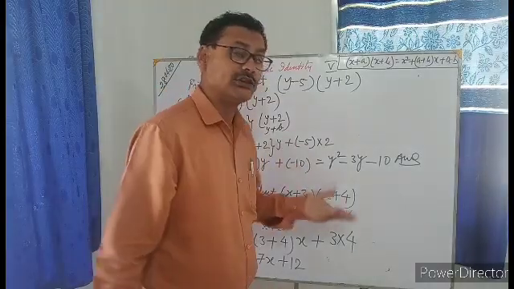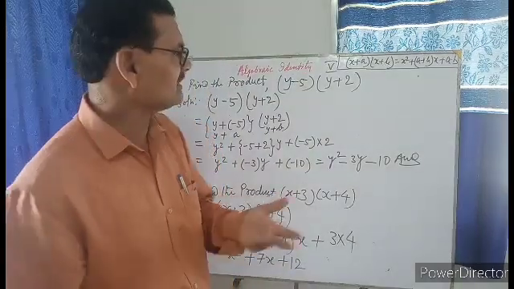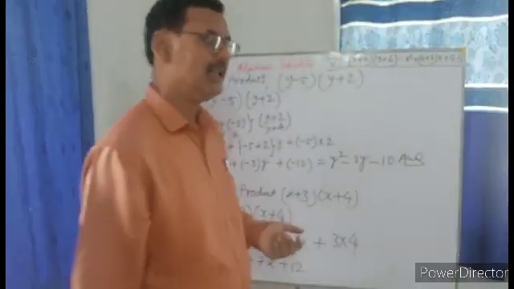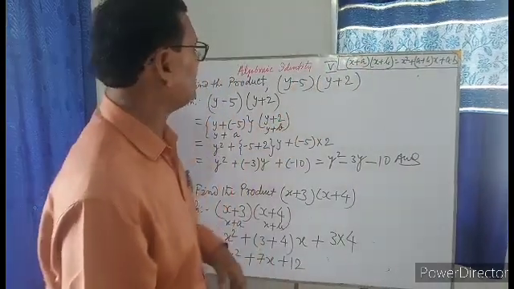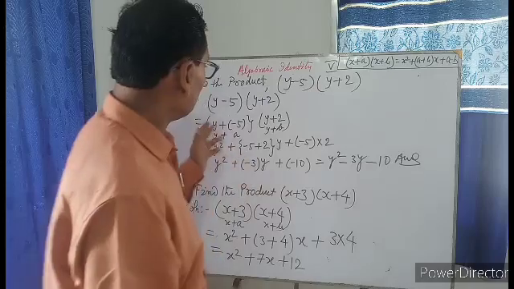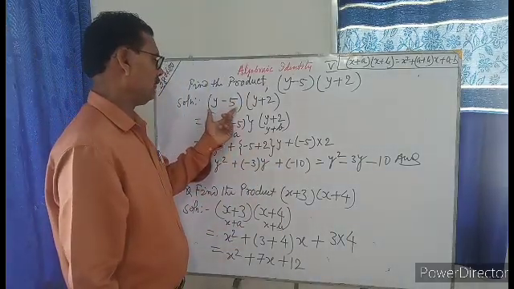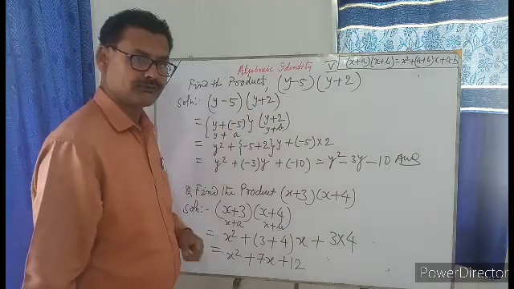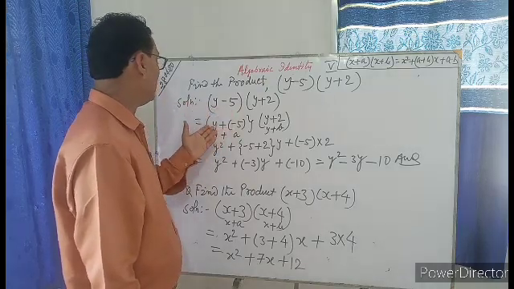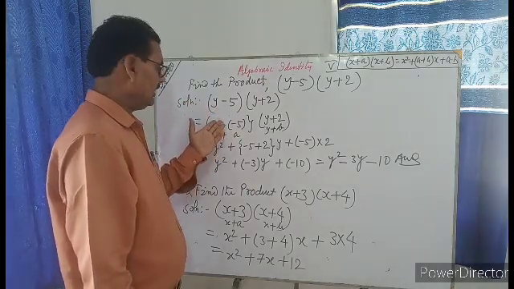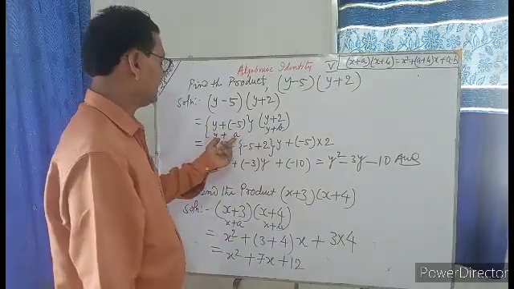Nothing to be puzzled, nothing to be worried about, my students. Try to understand: in place of x it is y. That is the only difference. The other thing is that here it is plus a, and here it is minus. So first of all, try to understand a and b. What is a? a is -5, and what is b? b is +2. So we can write this y - 5 as y plus (-5).